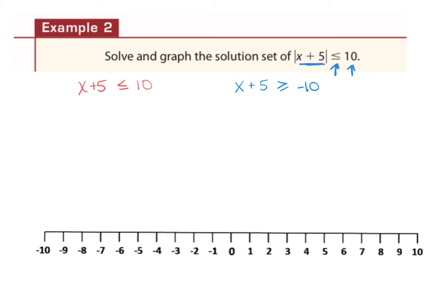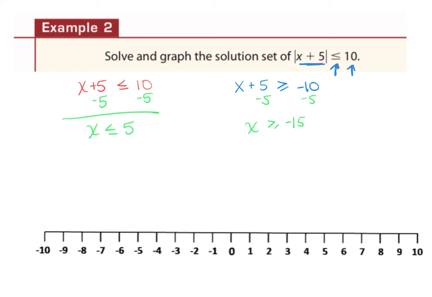So your absolute values do exactly the same thing. What's inside, and you create two. You change your signs, positive and negative. But on these, you just flip your greater than, less than. And then you just solve them. We have a rather easy one to solve. Subtract 5 from both sides. We get x is less than or equal to 5. Subtract 5 from both sides. We get x is greater than or equal to -15. So create this little guy here.